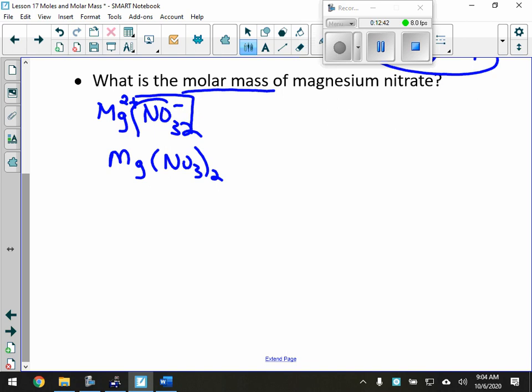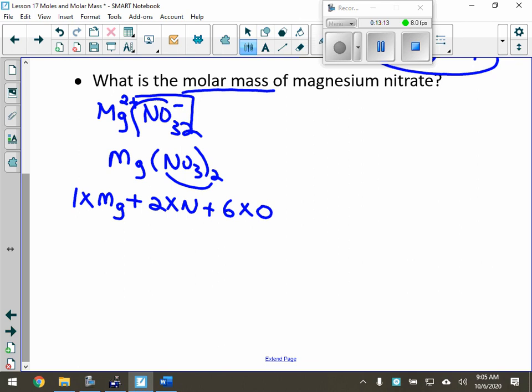So how many magnesiums do I have in this formula? I want you to think about this for a second. How many? 1, okay? So I'm actually just going to write this out just for now. 1 magnesium, and I'm going to add on to that. How many nitrogens do I have? 2, okay? This 2, remember, goes to everything inside the brackets, yes? So 2 times nitrogen. How many oxygens do I have? 6, okay? O3 and O3, so I have 6 altogether. 6 times O, oxygen, that's an O, okay?